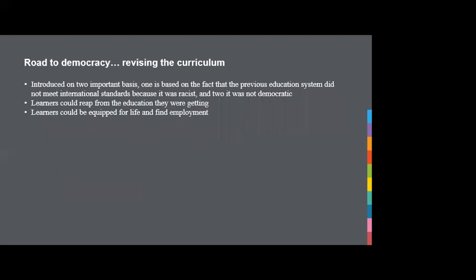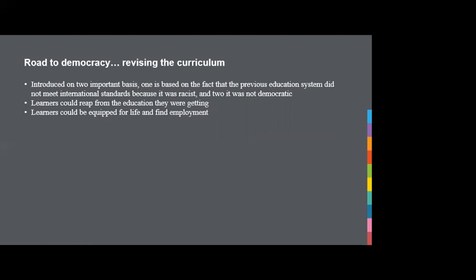The fourth education system was the outcomes-based education system, and this education system was based on two important bases. One is the fact that the previous education system did not meet international standards, firstly because it was racist, and secondly because it was not democratic.